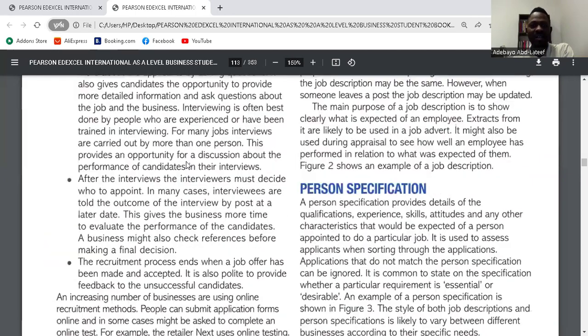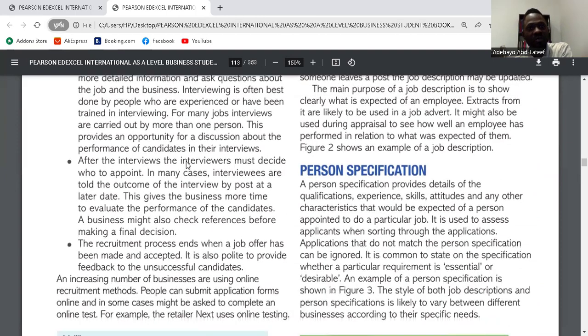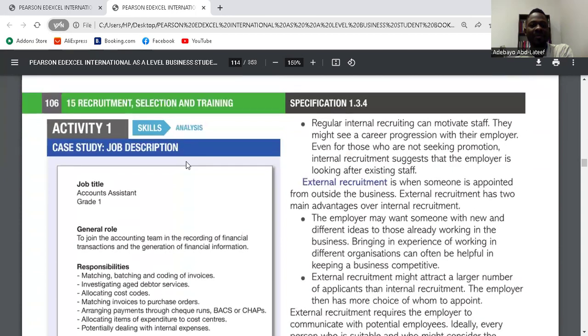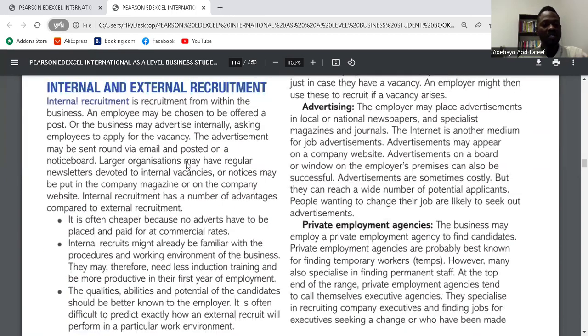So job description now, right? Job description, the responsibility, the duties, the tasks that have to be performed. I explained it already. Person specification, the qualification needed. I explained that. You scroll down, please. So go to types of recruitment now.